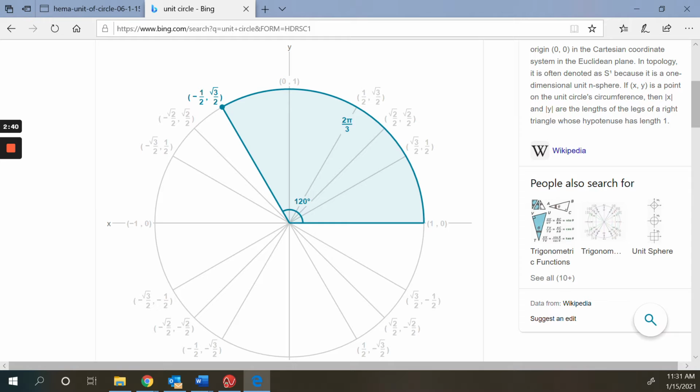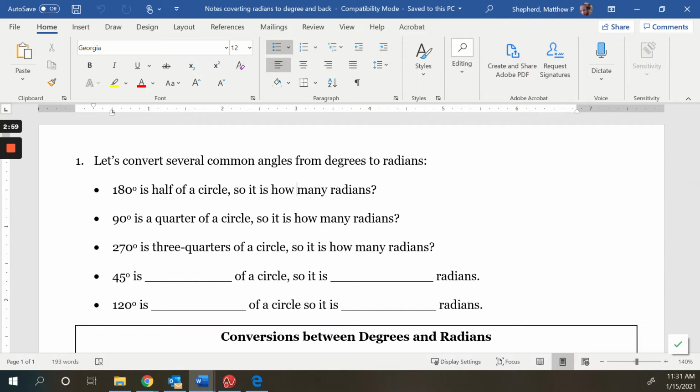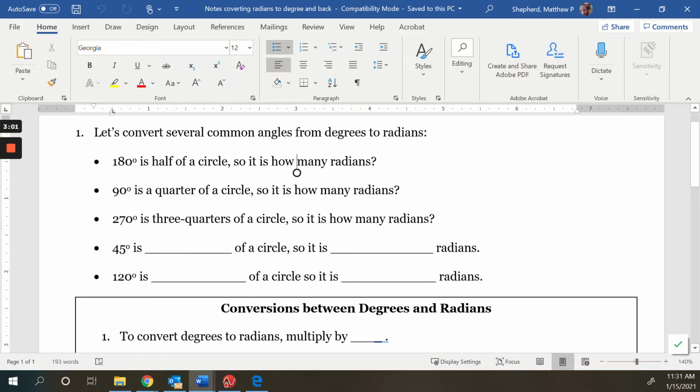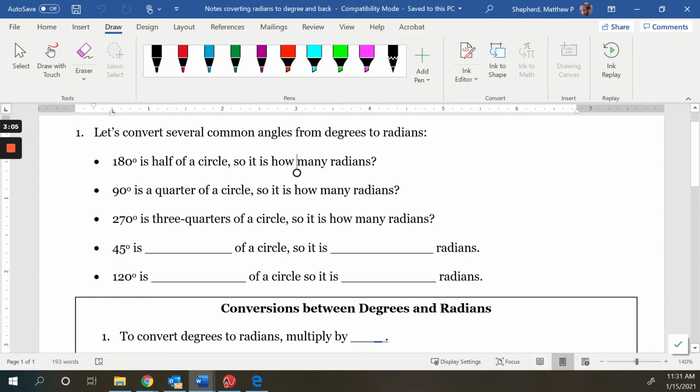So in our work today, we're going to be talking about how can we take an angle and then figure out what would the measure of the arc be, or in other words, if we know the angle, what are the radians? And that is what we're going to be doing for a good portion of today's notes. So we're going to take some common angles and we are going to convert them into radians.